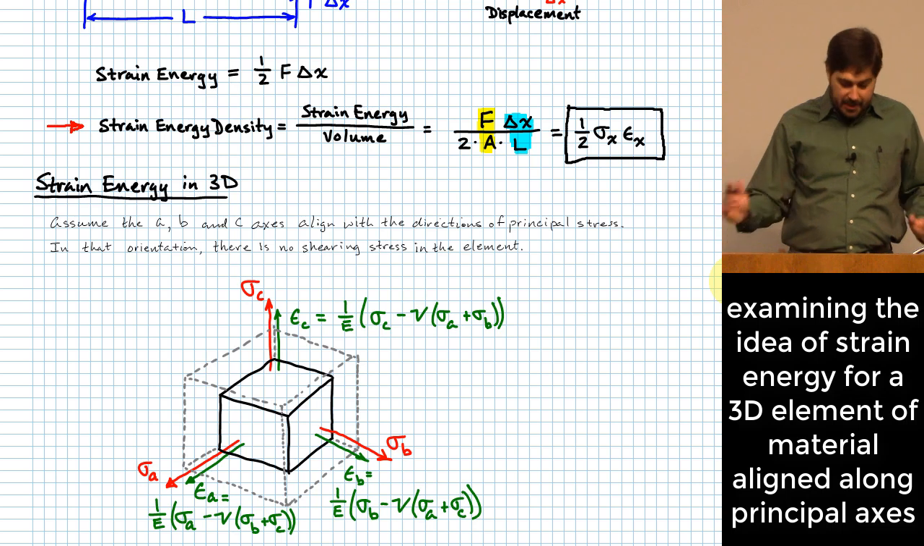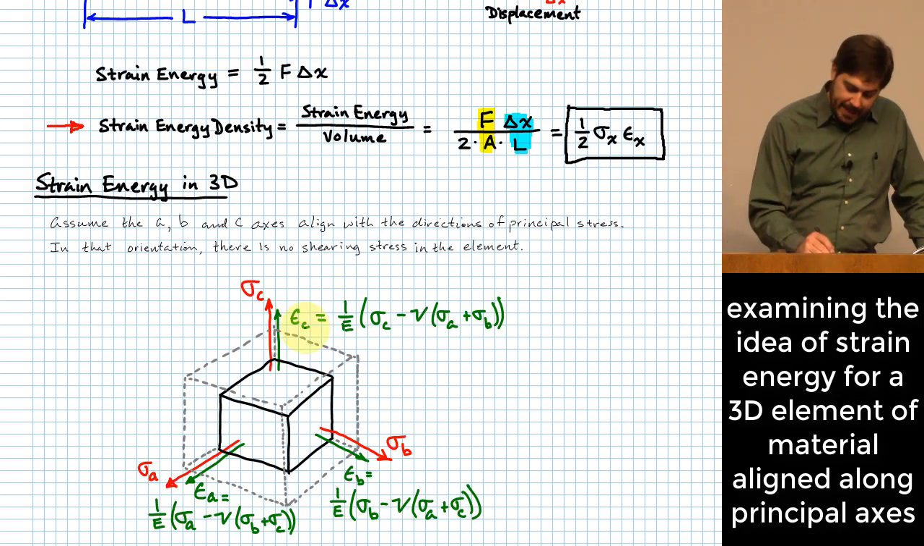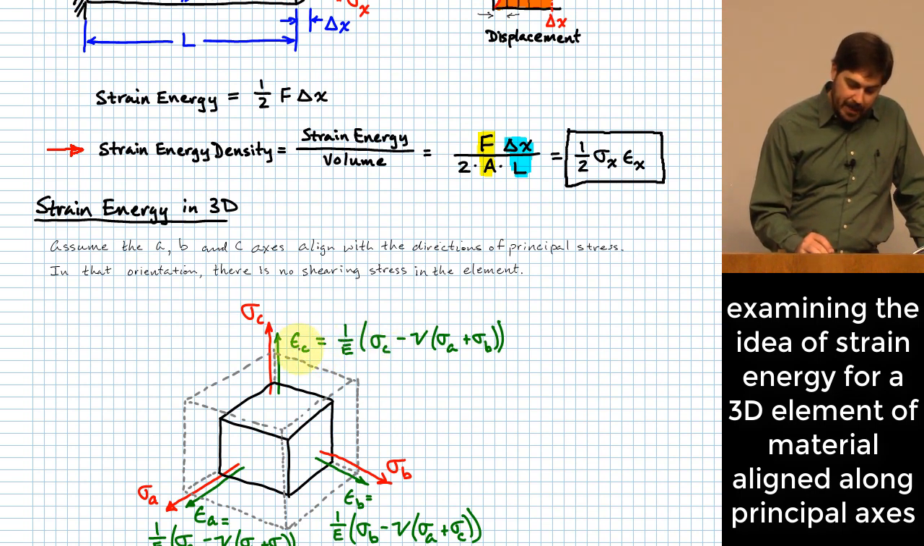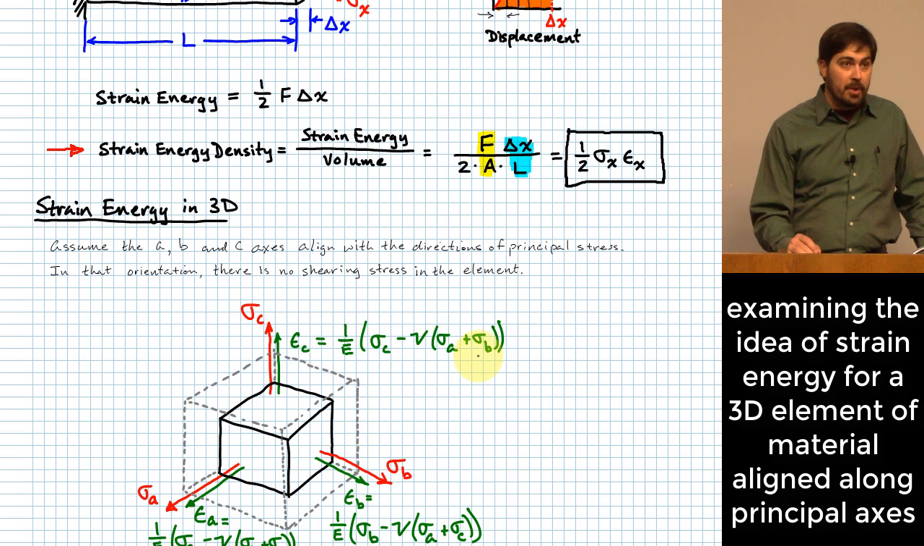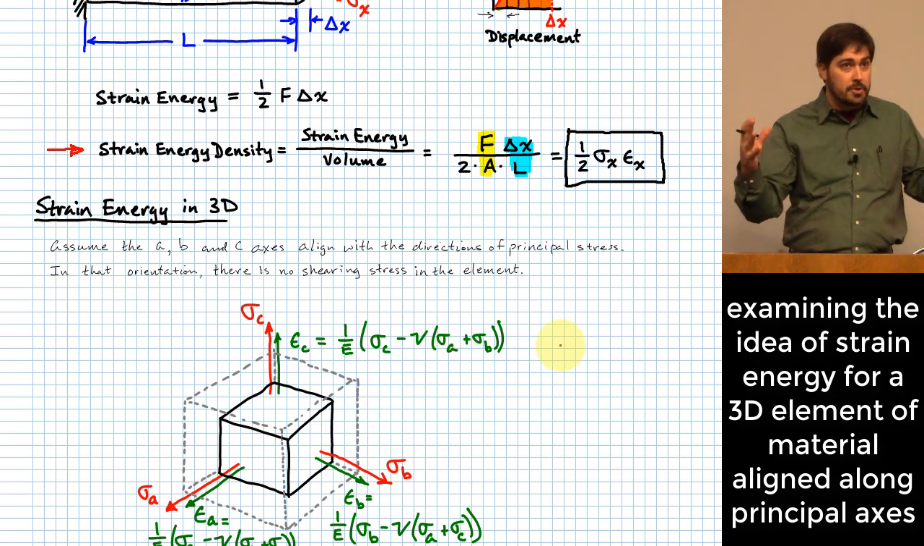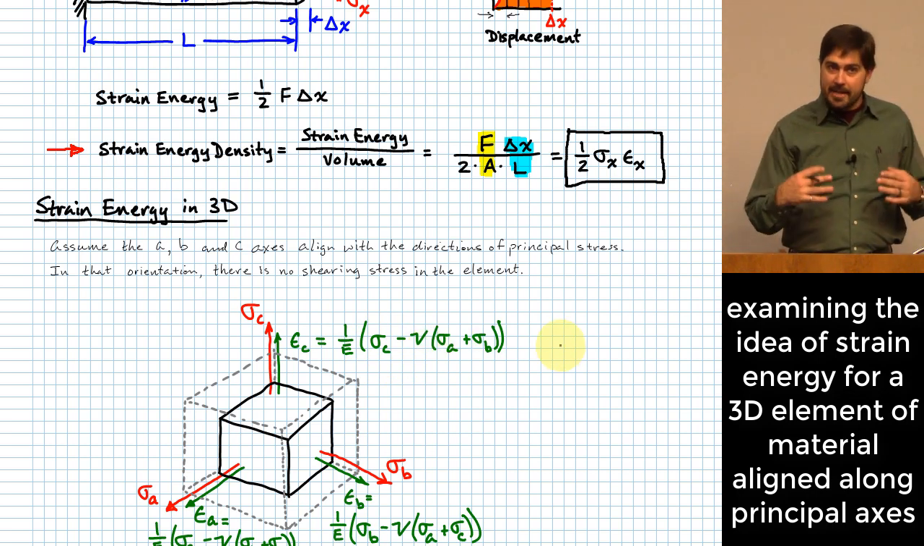Okay? Because what I did there, you might see that I had a set of equations earlier to describe my strain relative to my stresses, and so I just applied that here, right? So I've got the strain in the C direction equal to 1 over the elastic modulus times the stress in that C direction, but then subtracting off Poisson's ratio times the sum of the other two stress directions. So I just applied that here.